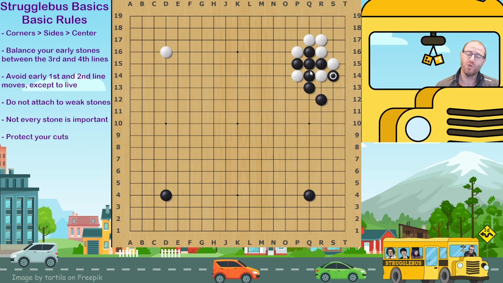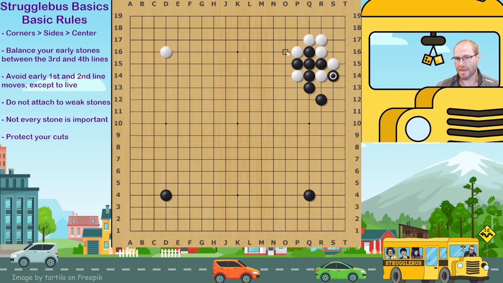Rule number 2 is balancing third and fourth line stones, and that goes along with rule number 3 as well. Those two rules kind of go hand in hand, and rule number 3 says, unless we need it for life and death, avoid early first and second line moves. So those two rules tell us that early in the game we care about third and fourth line stones and not as much about second and first line stones. So focusing on that, I would be considering a third or fourth line stone here.